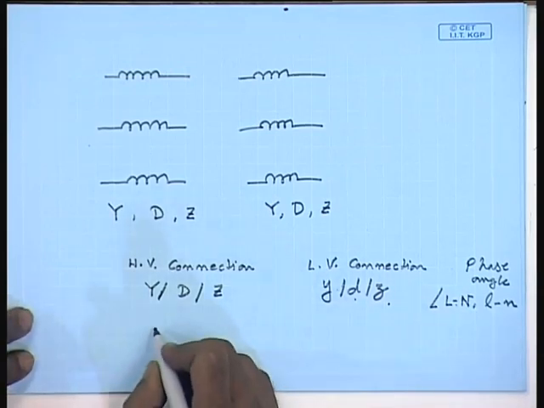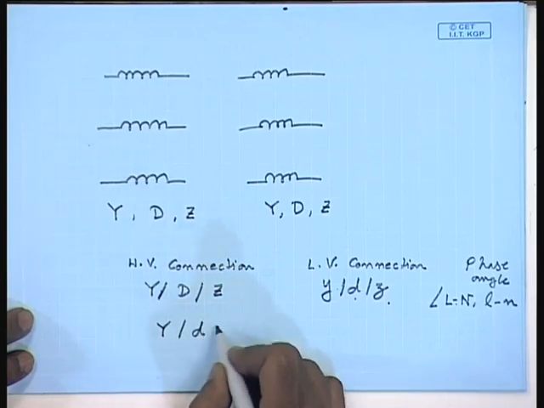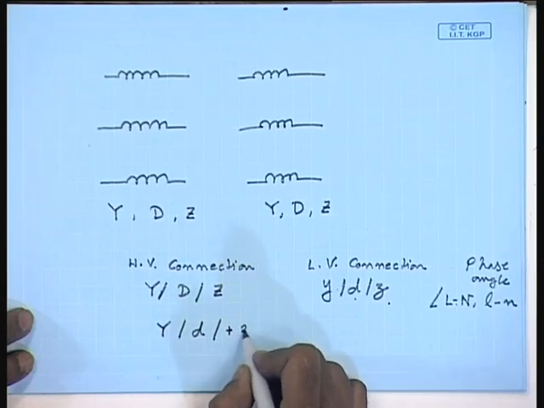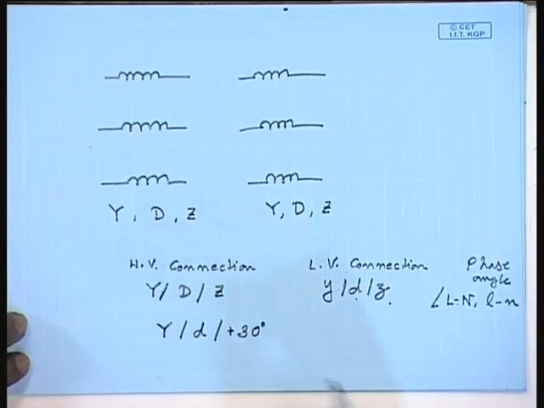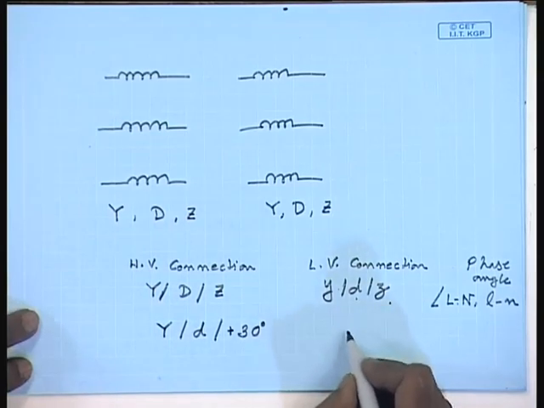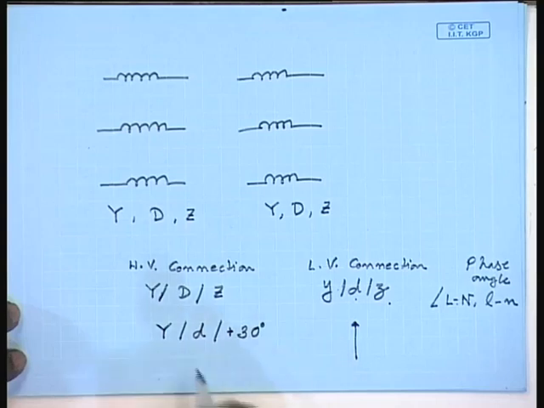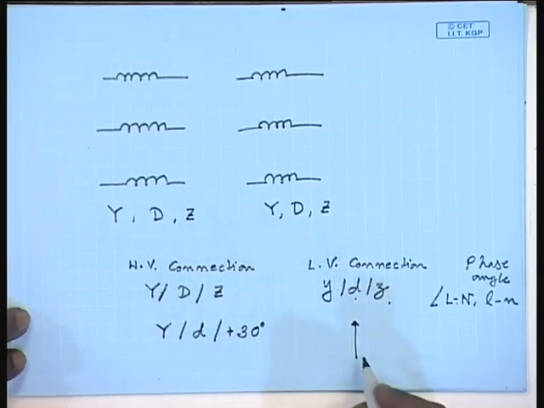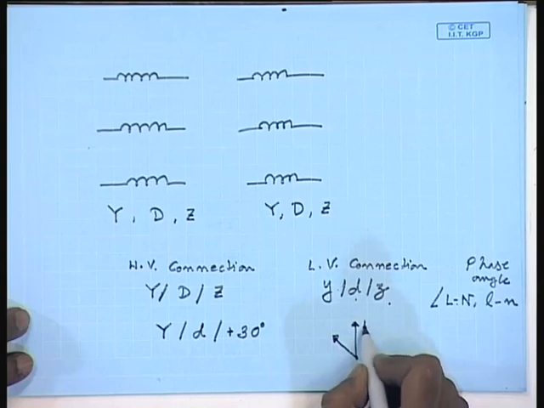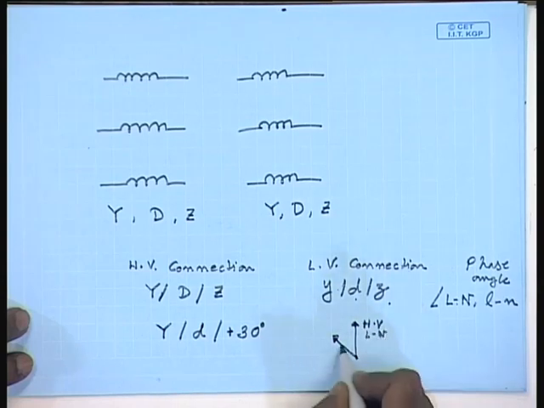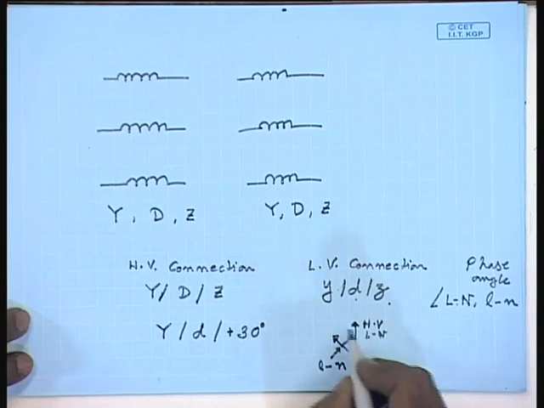For example, we may specify the connection to be Y D plus 30 degree. This means the high voltage is star connected, the low voltage is delta connected, and the line to neutral phasor of low voltage winding leads the high voltage line to neutral phasor by 30 degree.